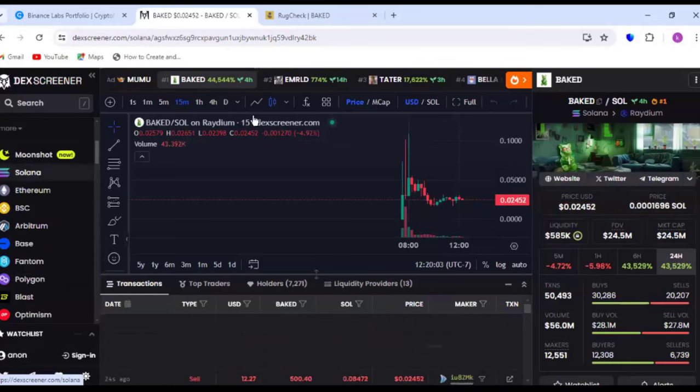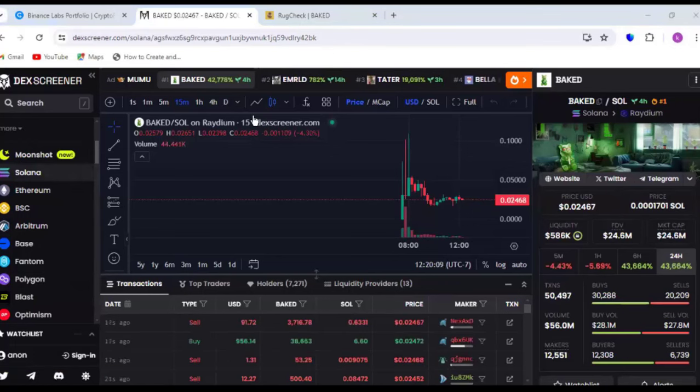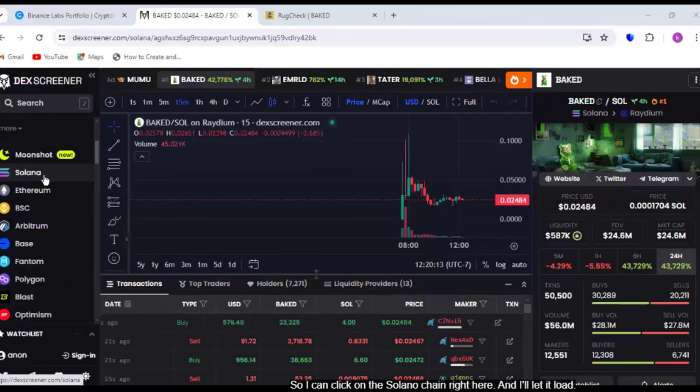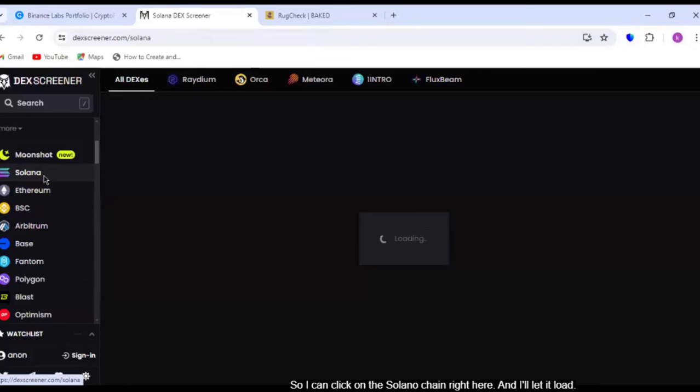Now, let me use the Solana chain as an example. Please mute your mics. I don't want to hear noise from the background because it's affecting us. So I can click on the Solana chain right here and let it load.